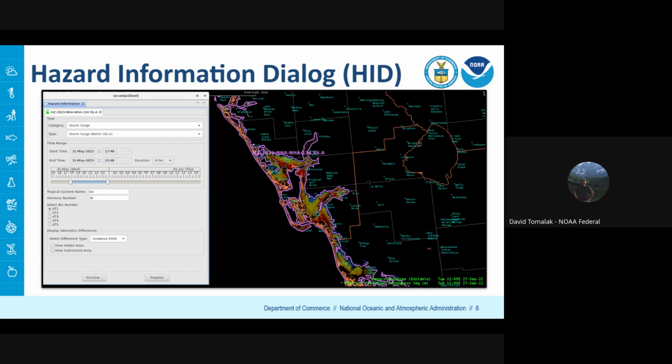And then at the bottom, you're also going to see this display geometry differences little box. That's going to allow the forecasters to have some control over viewing added and subtracted areas as data comes in. Let's take a closer look at that. Let's go to the next slide.